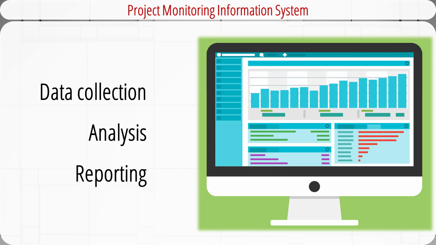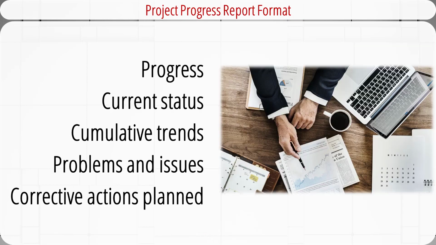After data collection and analysis are done, we need to generate the report and decide who will receive the report, how the report will be transmitted, and when the report will be distributed. Project progress reports commonly include the following components: the project progress made since the last report, the current status of the project in terms of schedule, cost, and scope, the cumulative trends so far, new problems and issues identified since the last report, and the corrective actions planned for the next report period.